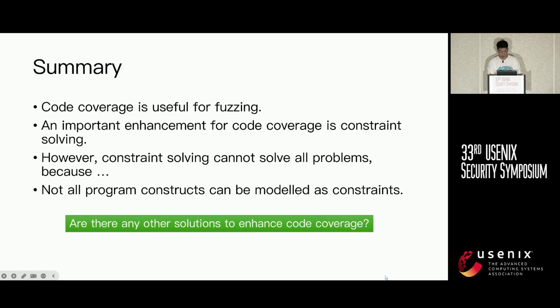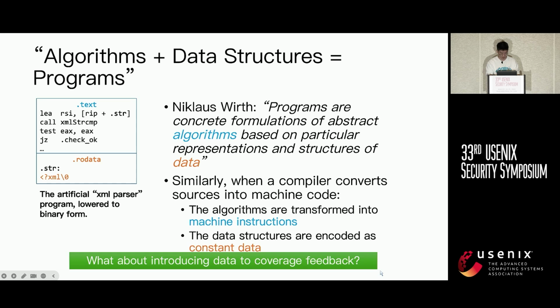In short, while code coverage has proven to be useful feedback for fuzzing, it has inherent problems. However, constraint solving is not a panacea. It can't fully resolve the challenges in code coverage-guided fuzzing. In essence, there's a mismatch between the program constructs and the model of constraint solving. So here comes the question: are there any other solutions to enhance guided fuzzing?